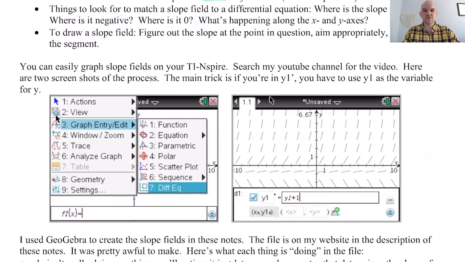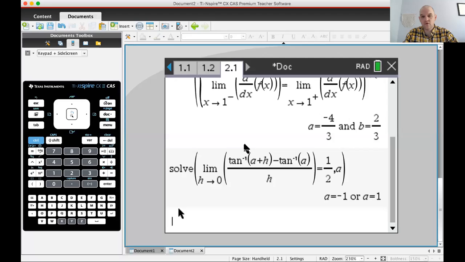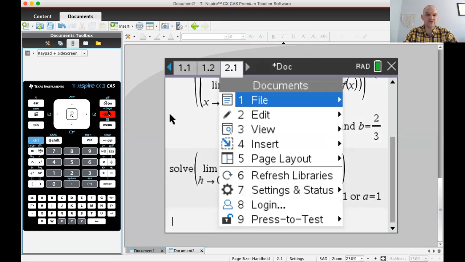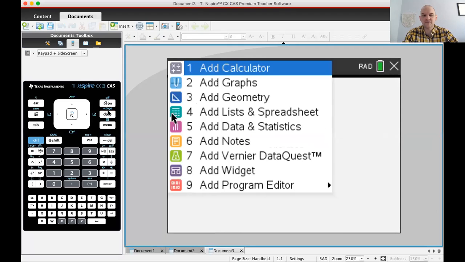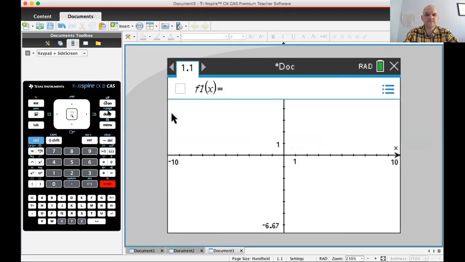So I'm going to switch over to an Nspire screen and just show you really quickly, or maybe not so quickly. I don't really do anything quickly. I'm going to start a new document here. You might recognize from way earlier in the year. It's the last page of some set of notes, maybe notes 8 or something like that. So new document, I'm going to add a graph page.